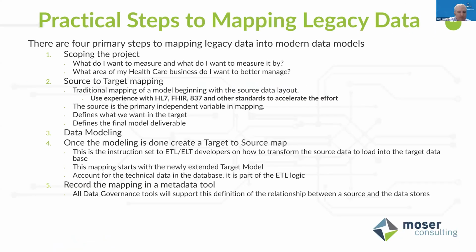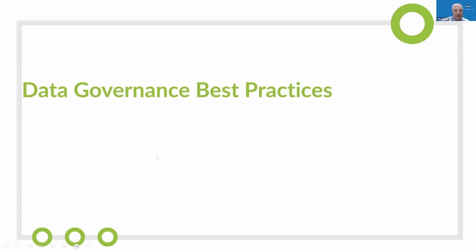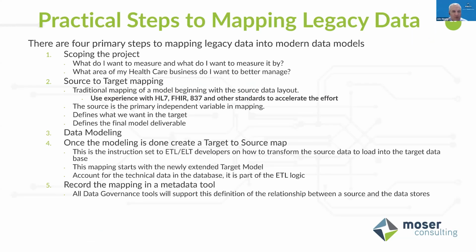You can't overlook this stuff. This really is critical to success on the next step. Yep. I guess you can't select the line, but that first bullet point and then source to target map, you're capturing transformations, right?